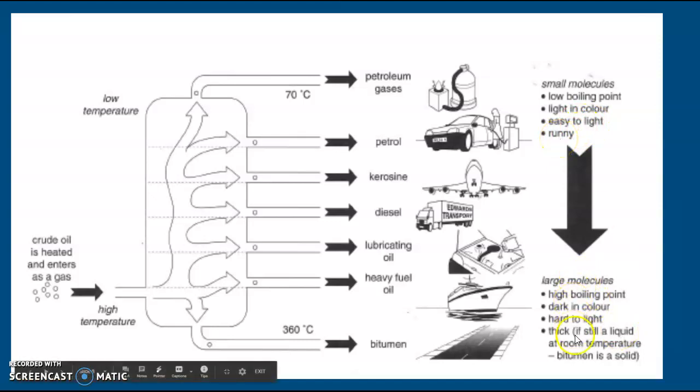And as you get to the bigger fractions at the bottom of the column with the higher boiling points, they're darker in color, harder to light, and this limits the use of some of them as fuels. And we'll talk more about that a little bit later. Okay, but that's an important diagram just to get in your brain. You won't need to memorize all the names of these fractions.